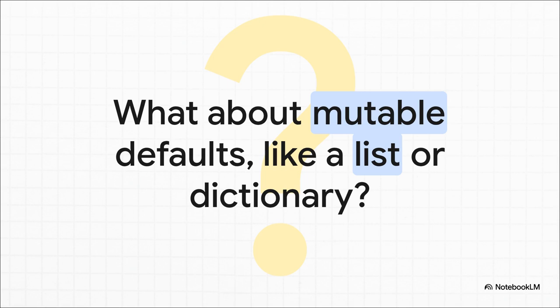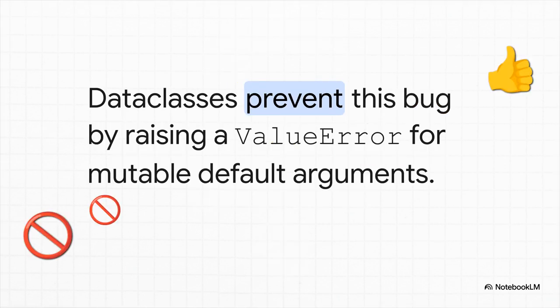And if we don't give it any specific cards, we want it to default to a full 52-card deck. Well, the obvious way to do this leads to a really, really nasty bug. But here's the great part. Data classes are smart enough to save you from this headache. If you try that obvious but wrong approach, a data class will just stop you in your tracks. It raises a value error.